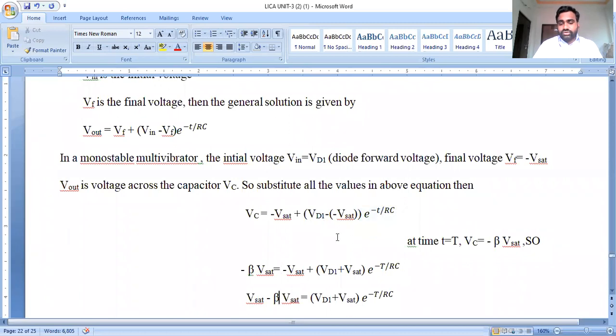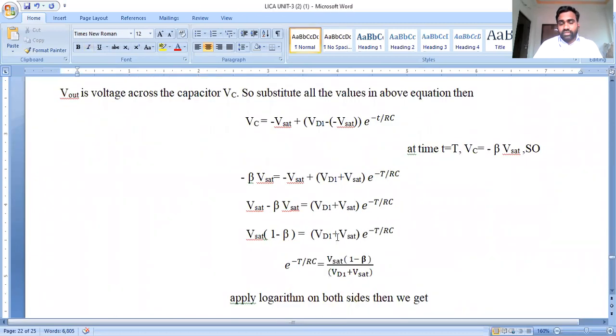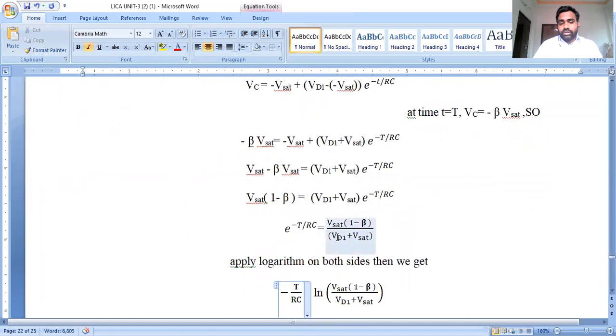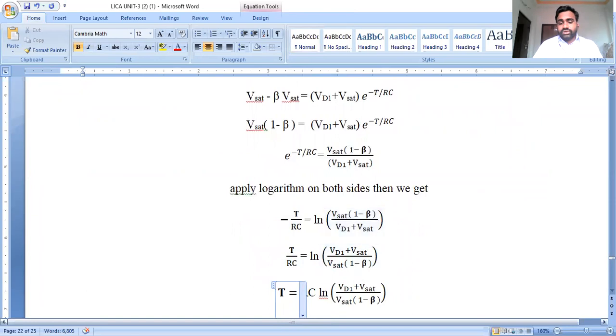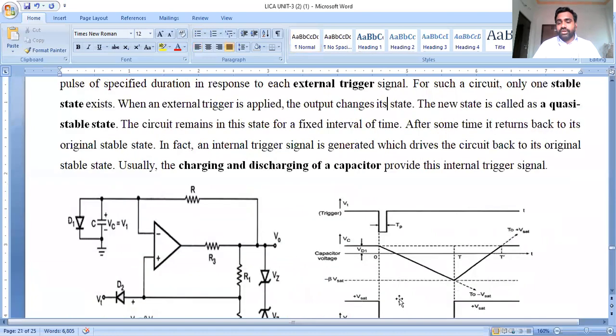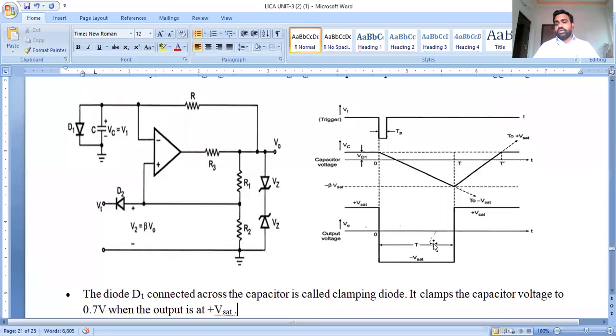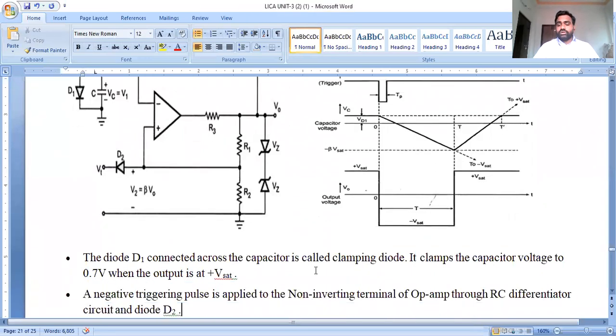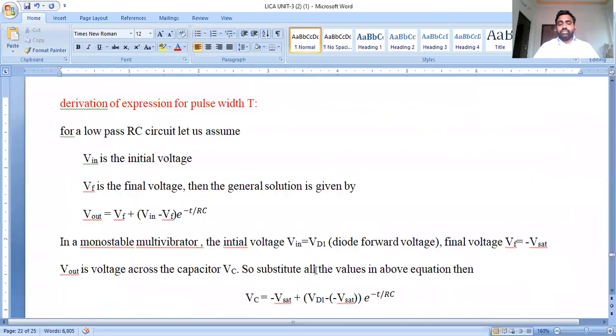Okay, so after applying the logarithm and simplifying further, the total time period capital T is equal to RC times ln of (VD1 plus V saturation) by (V saturation times (1 minus beta)). That means this is the time period which we calculated when this monostable multivibrator is operated in the quasi-stable region. We calculated the behavior of the time period for the monostable multivibrator in the quasi-stable region. Okay, so this is what we discussed in our analysis in the previous class.